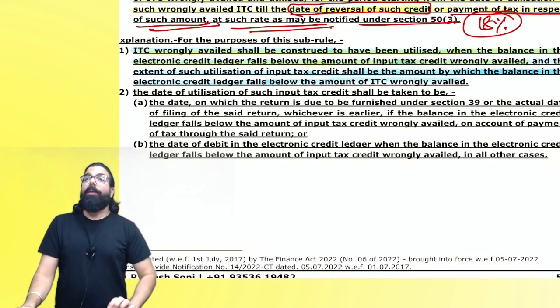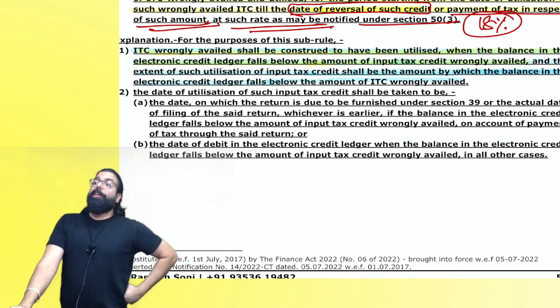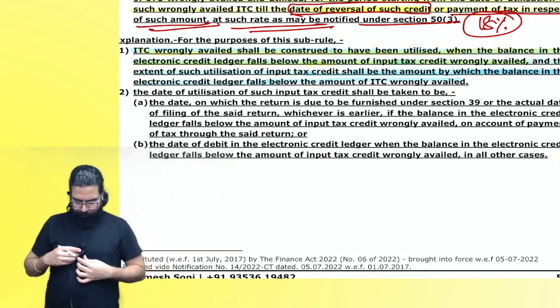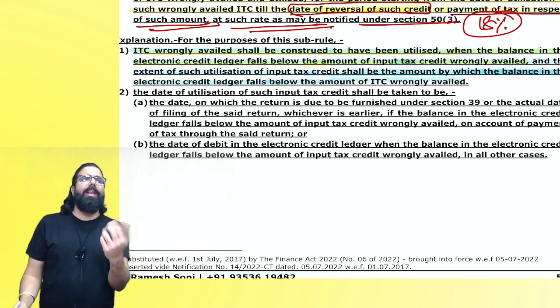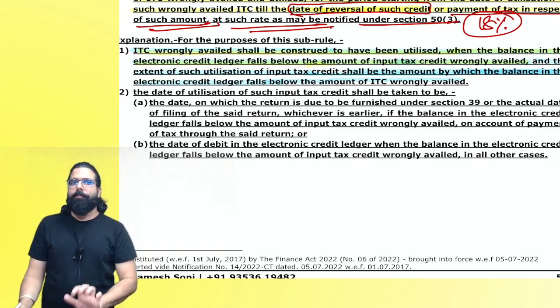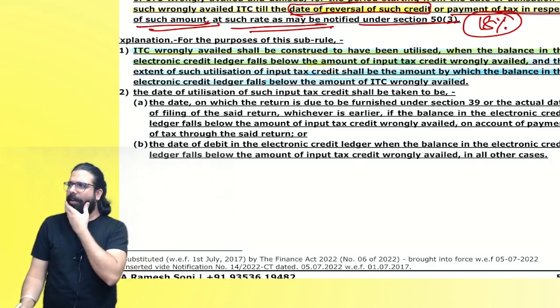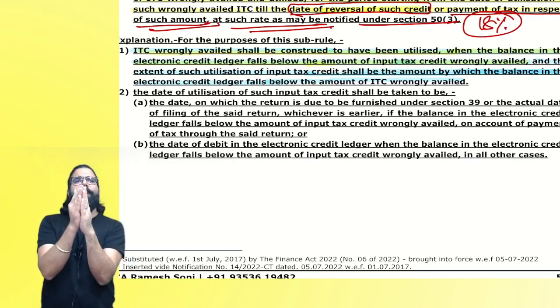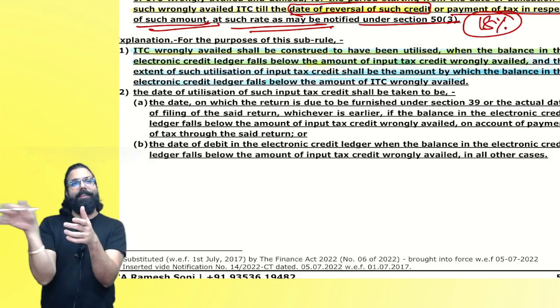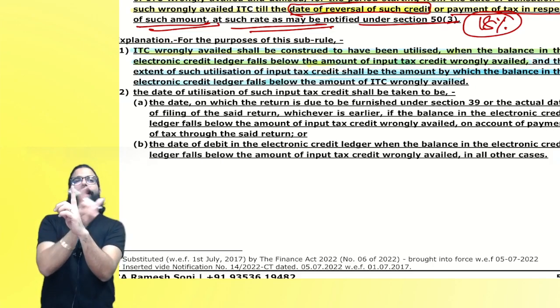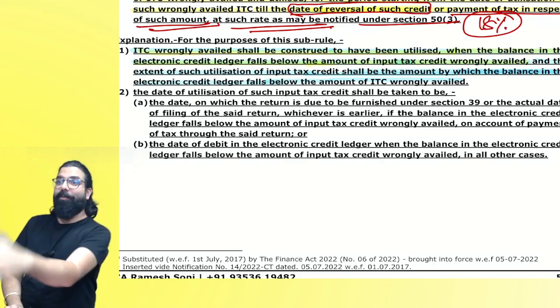Now, sir, which day will they think that I have used the credit? Which day? The date you file the return. People, the date of utilization is what? The date of filing the return. I filed the return on 16th. What is the date of utilization? 16th. Instead of filing on 20th, I filed the return on 25th. 20th was the due date of the return.